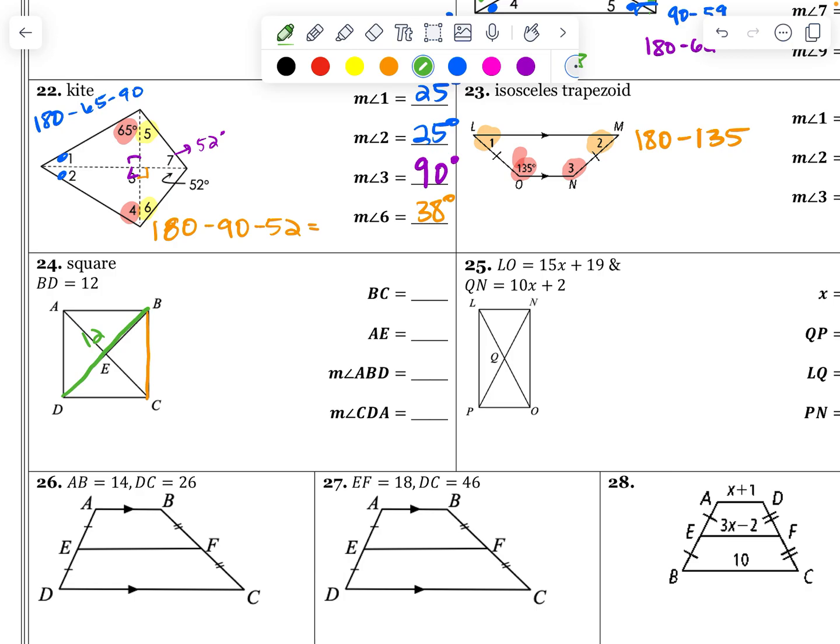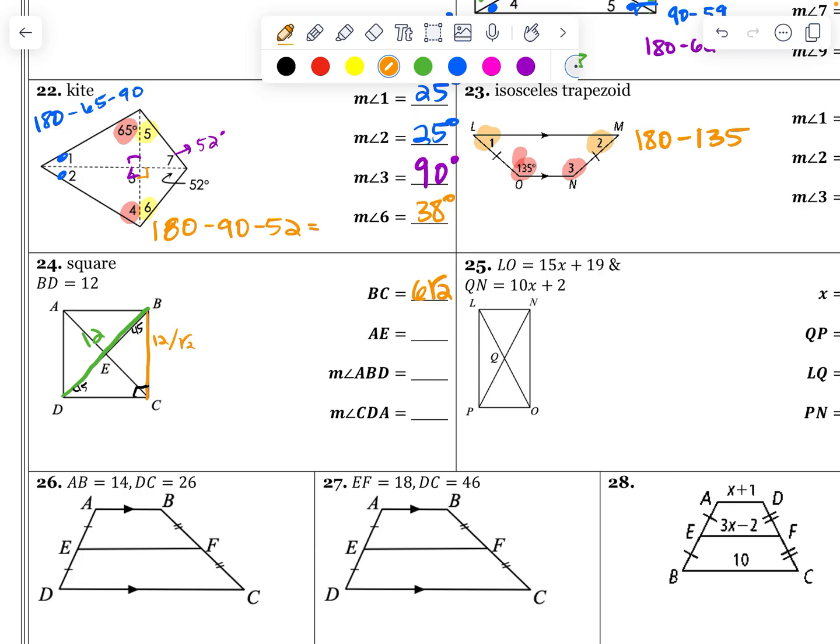All right, let's think about what we know about a square. I know that that's 90, so I know this is 45, and this is 45. So I'm going to use my 45, 45, 90. If you like trig better, use your trig. That's fine. But that is going to be 12 divided by the square root of 2. 12 divided by the square root of 2 gives me 6 root 2. There's a couple other ways to do that.